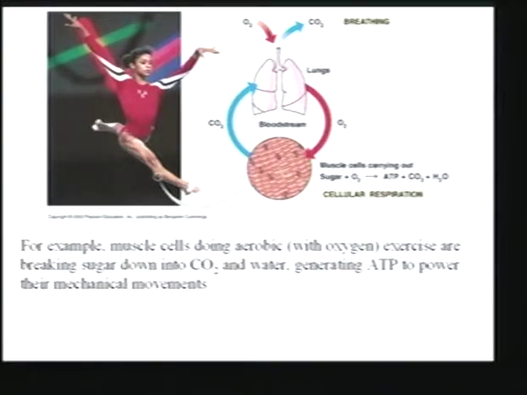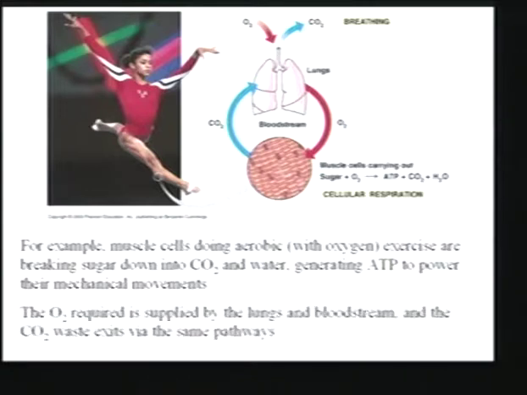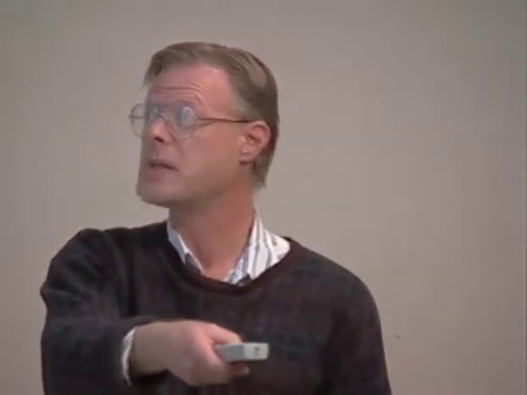So they're breaking down sugar into carbon dioxide and water. They're generating ATP to power the mechanical movement. That's all muscles do, is they convert chemical energy to mechanical energy. You generate lots of ATP. You break the bonds in that ATP, and that allows you to do mechanical movements with your muscles. Okay? The oxygen is supplied by the lungs and bloodstream, of course, and the CO2 comes out the same pathway. All right? So it's sort of a comparison between regular respiration that we think of on an organismal level and the cellular respiration that's going on in cells.